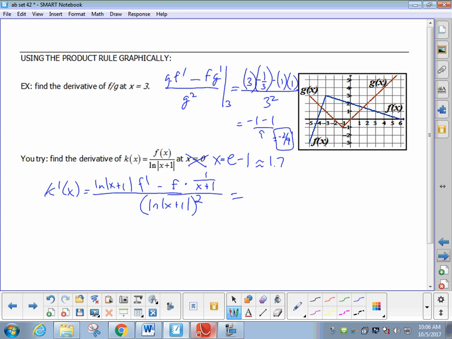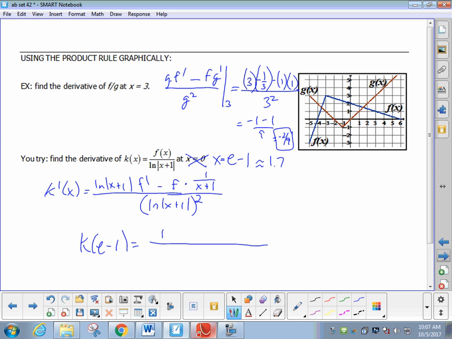All right. Do you have the derivative? Do you agree with my derivative? Natural log of x plus 1 times f prime minus f times 1 over x plus 1, over the square of the log statement. Yes? All right. What about then at e minus 1? What is the natural log of e minus 1 plus 1? 1. That's log of e is just 1.